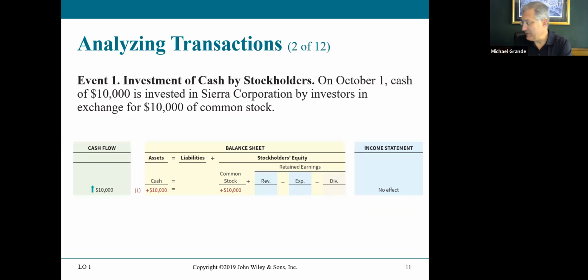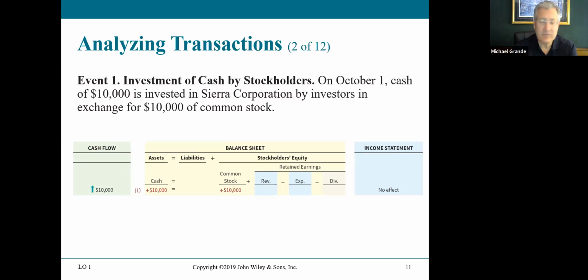Let's analyze some transactions. Event number one. Investment of cash by stockholders. On October 1, cash of $10,000 is invested in Sierra Corporation by investors in exchange for $10,000 of common stock. So the key before you start putting pencil to paper is to understand the transaction. And here there's an exchange. An individual has given $10,000 of cash to this corporation and received a stock certificate.